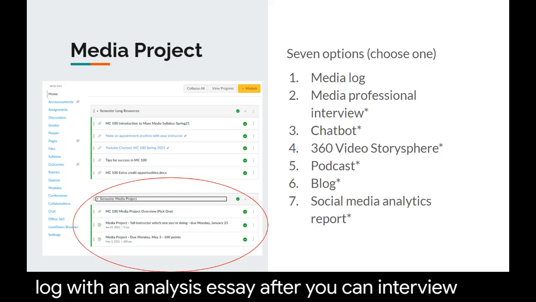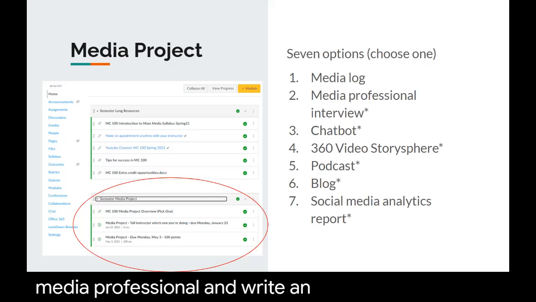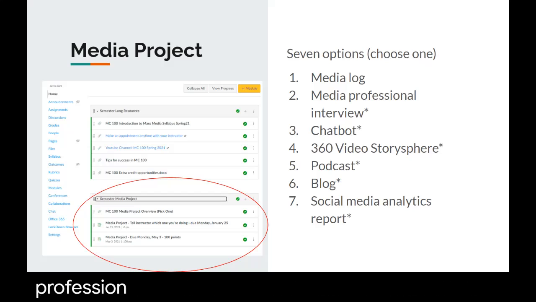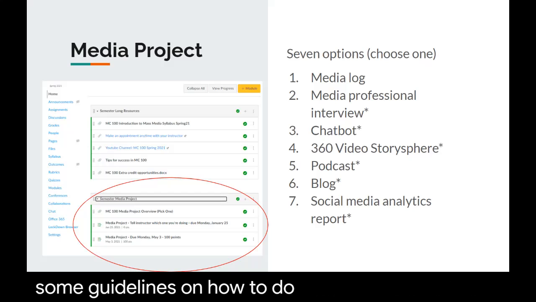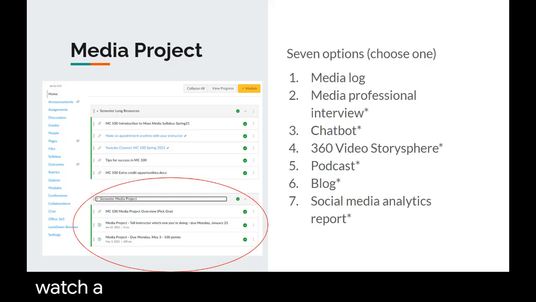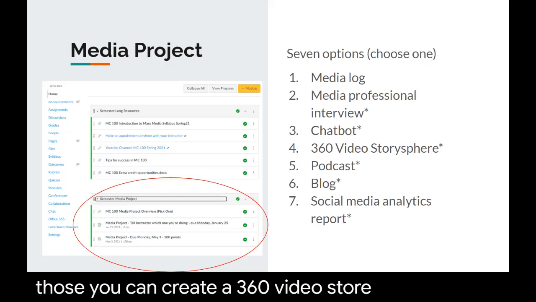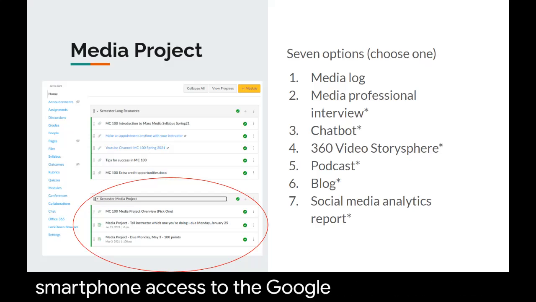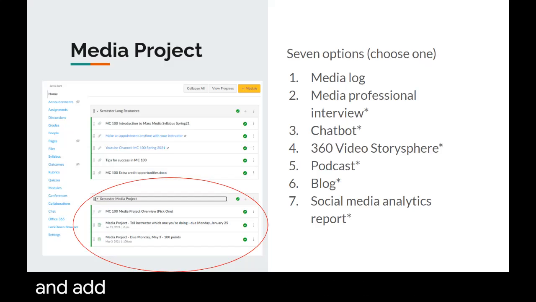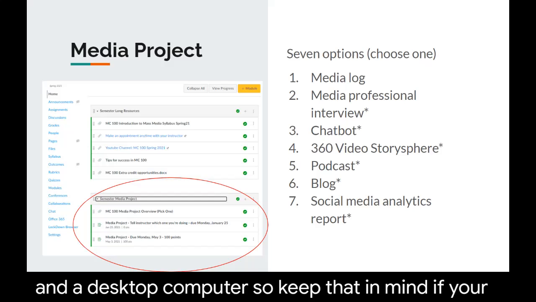You can interview a media professional and write an article about their profession. You can create a chatbot, and there are some guidelines on how to do that. You also have to watch a few instructional videos and respond to those. You can create a 360 video story sphere, which allows you to do an interactive video story. This one does require that you have a smartphone, access to the Google Street View app, and a desktop computer. So keep that in mind if you're choosing that one.